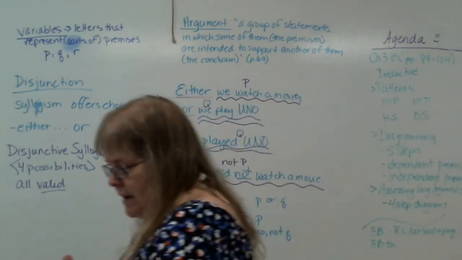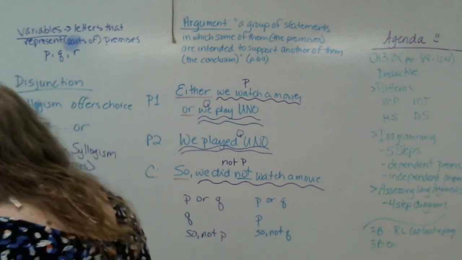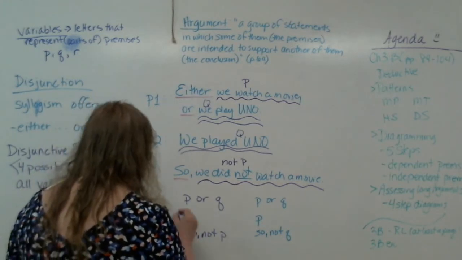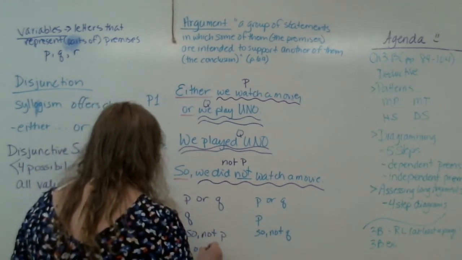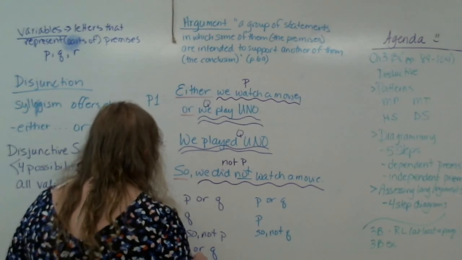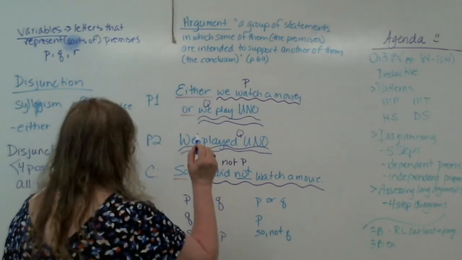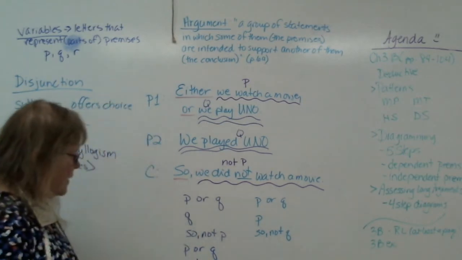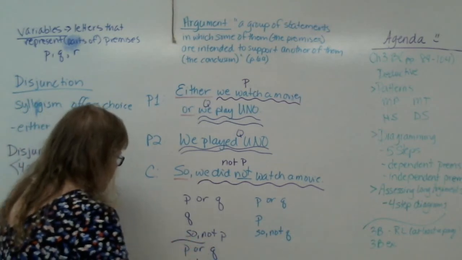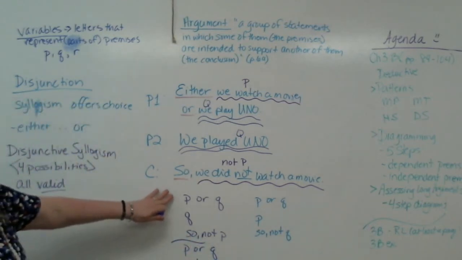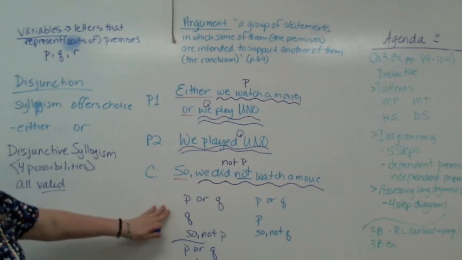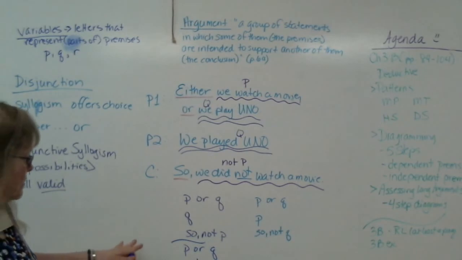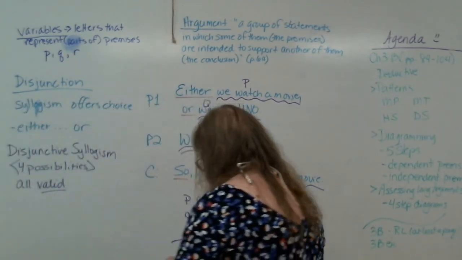Now, we also have the possibility of putting the not in the second piece. Okay, so we always start out P or Q. So not Q, we are not playing Uno. So P. So we always start out P or Q, and then what we do with our choices can shift without being invalid.